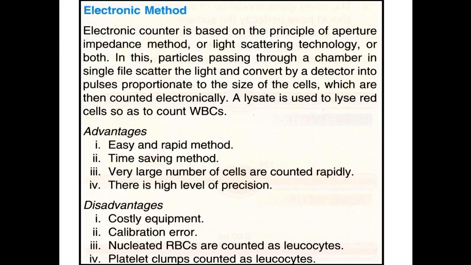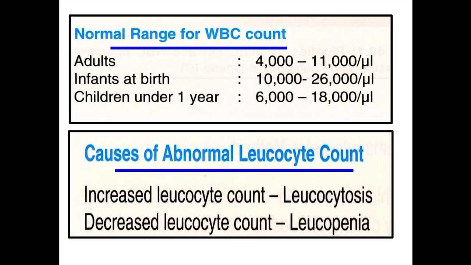Here again we use a lysate which will lyse the red cells so as to count the WBCs. When it comes to the electronic method, there are certain advantages and disadvantages. Coming to the advantages, it's an easy, rapid and time-saving method, and a very large number of cells are counted rapidly, which results in a high level of precision. But the disadvantages are that it's costly equipment and there can be calibration error, and sometimes nucleated RBCs can be counted as leukocytes, which has to be counter-checked by performing a peripheral smear examined by a pathologist. Even platelet clumps can be counted as leukocytes. These are the disadvantages of the electronic method.